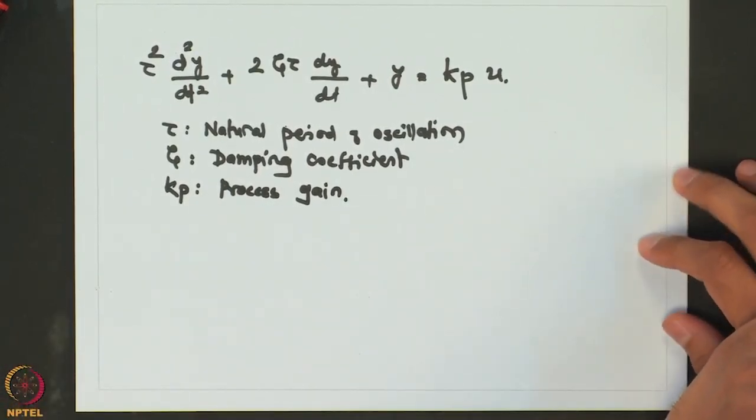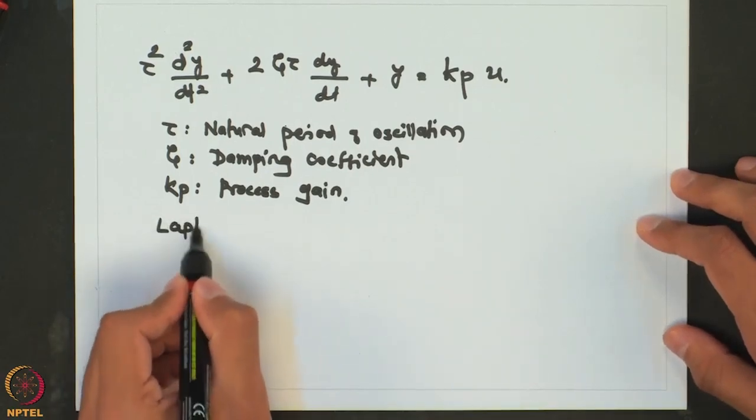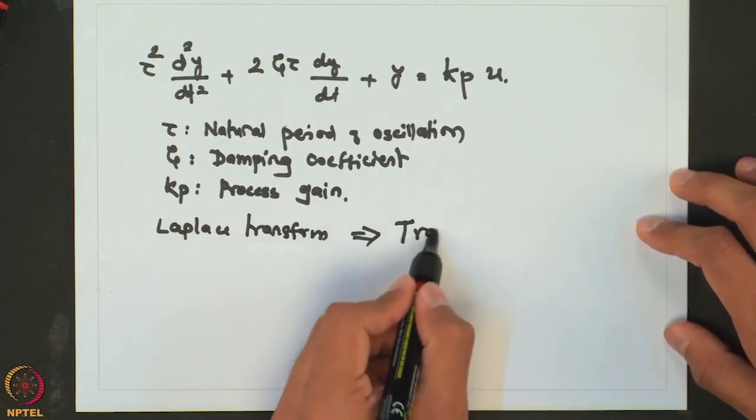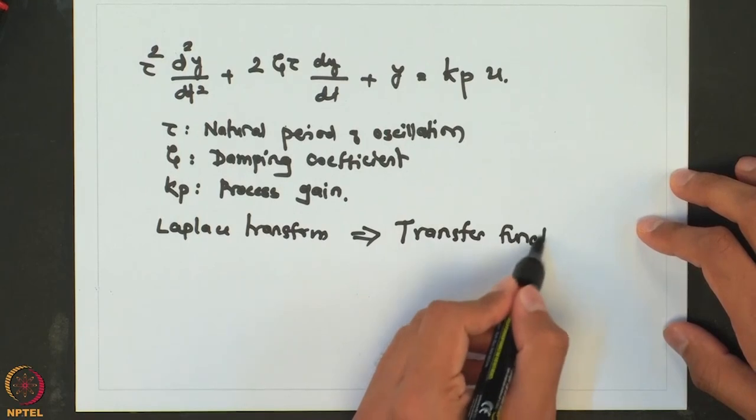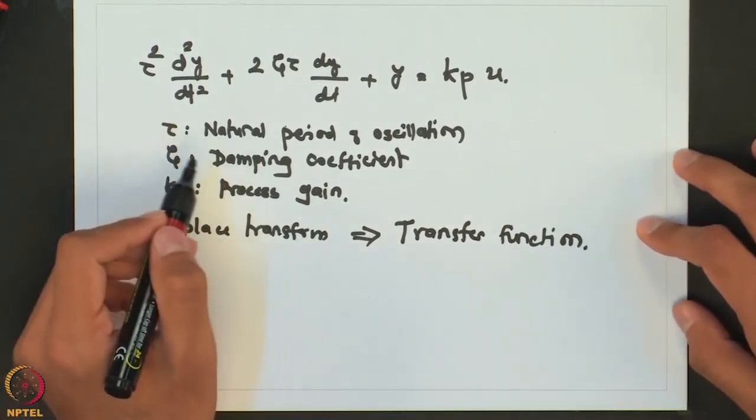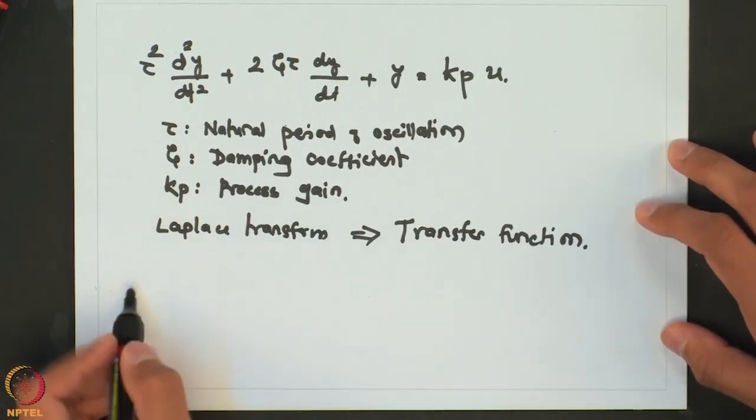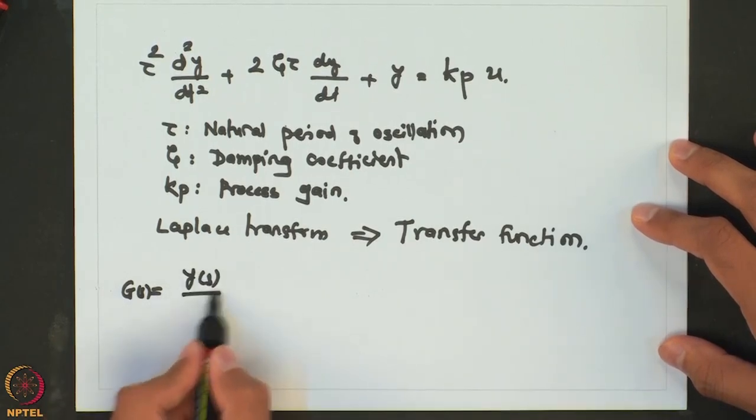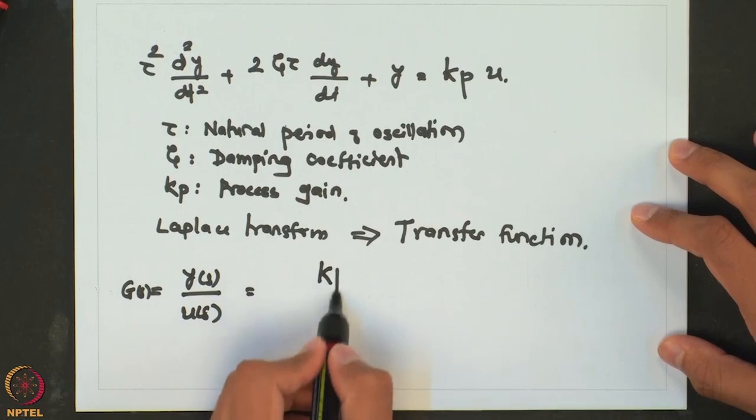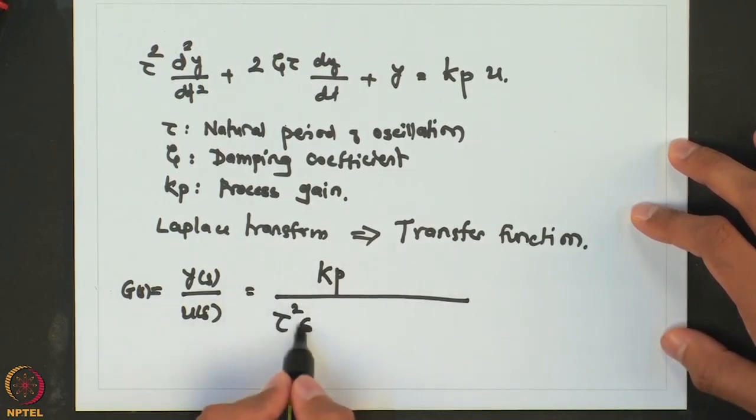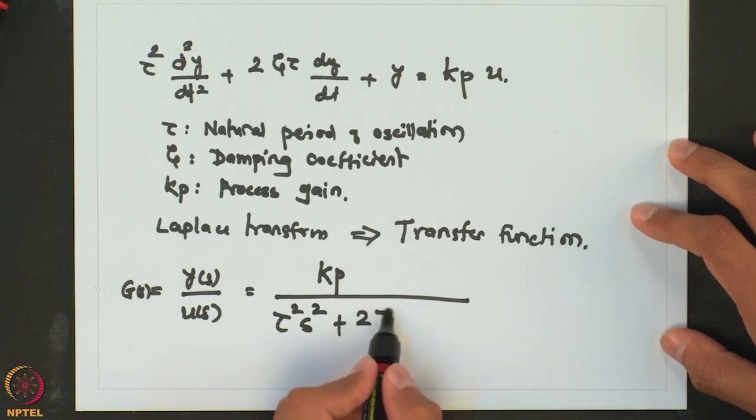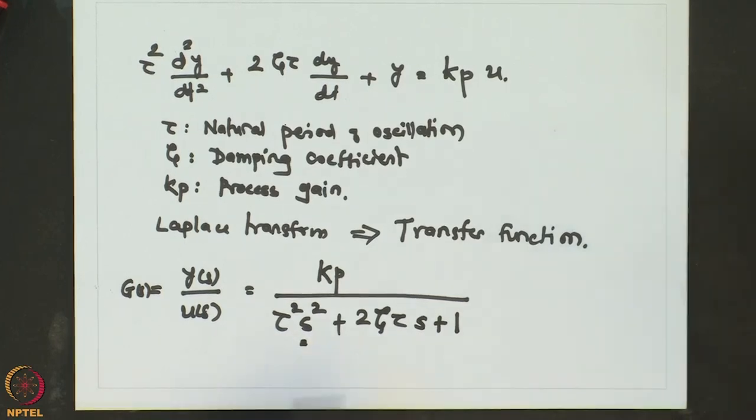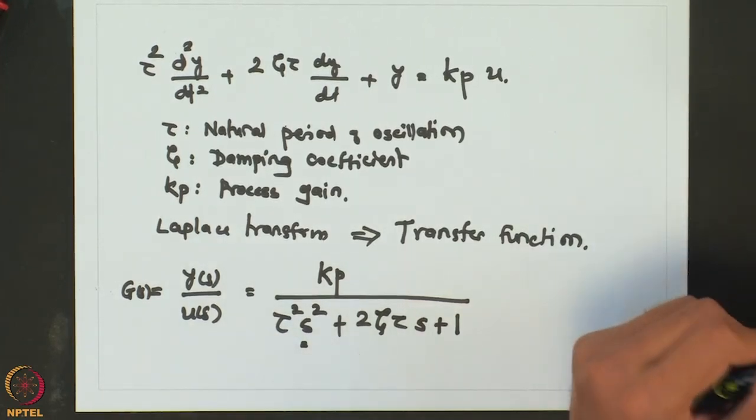So, like the first order systems, we will also take a Laplace transform that will give us the transfer function for the second order process. If we take the Laplace of this particular equation and write it into a transfer function notation, what we get is a transfer function G(s), which is Y(s) over U(s). What you get is Kp over tau square s square plus twice zeta tau s plus 1. So it is second order in the sense that it is a quadratic in terms of the Laplace variable s.